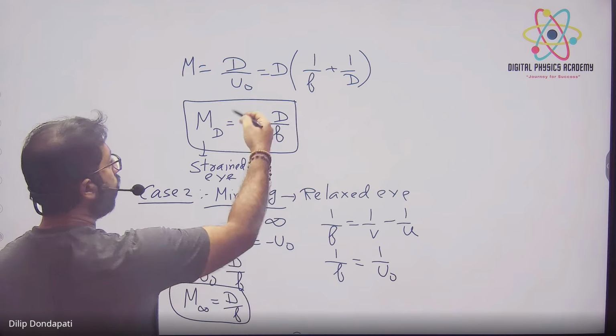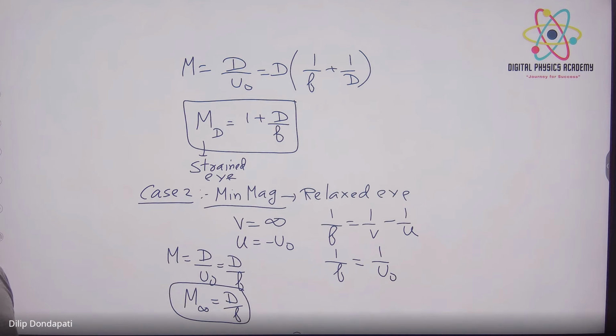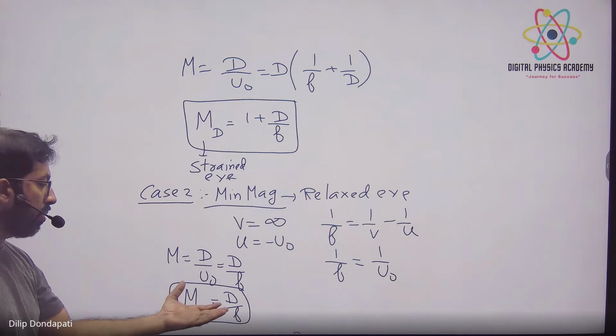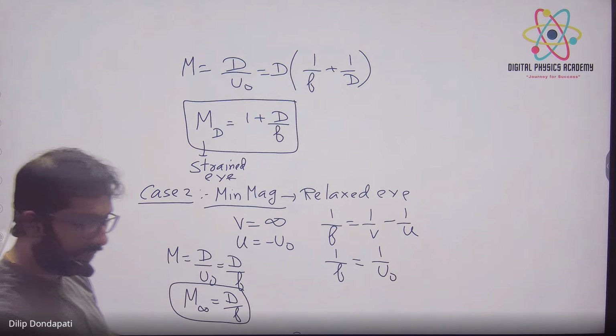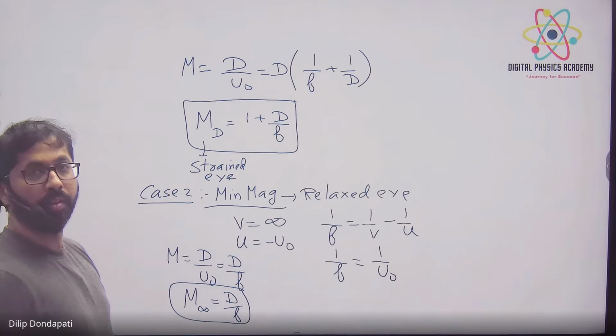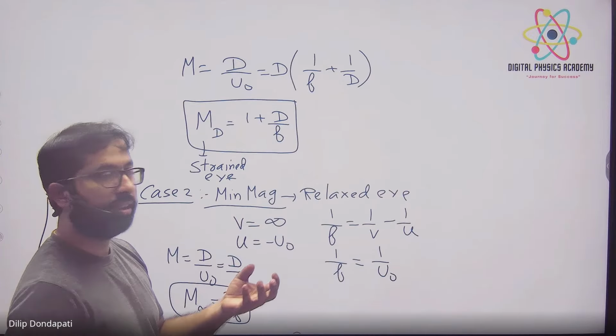तो 1 निकाल दो. 1 निकाल दिया तो D by F आएगा. So 1 plus D by F is the maximum magnification. 1 निकाल दिया तो D by F will be minimum magnification. That is called relaxed eye. खत्म, done. Simple microscope done. So simple microscope is nothing but simple lens only.